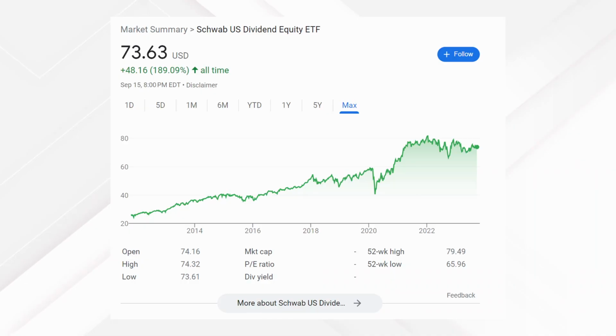Now let's take a look at how SCHD actually performed. SCHD's inception date was back in 2011, and during this time, the price went from the mid-20s all the way up to around $80 at the high point. Right now, it's currently up 189% all time. Another thing to point out is that the SCHD trend upwards has been relatively consistent since it started back in 2011. The most notable change was back in 2020 when we did have that crash.